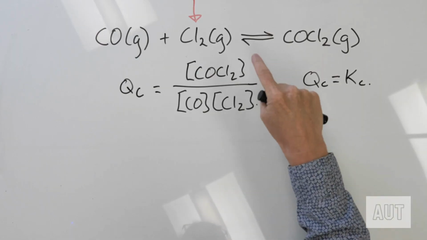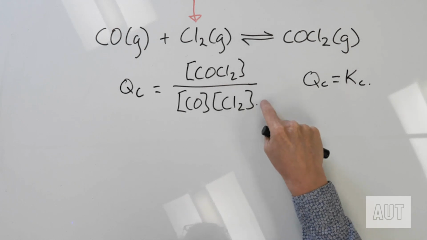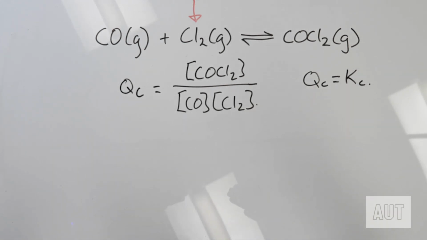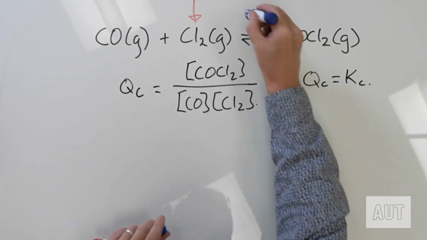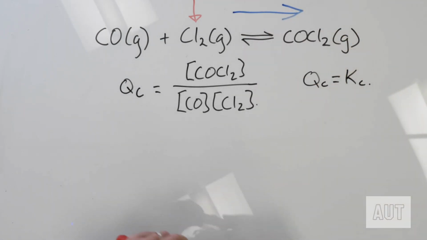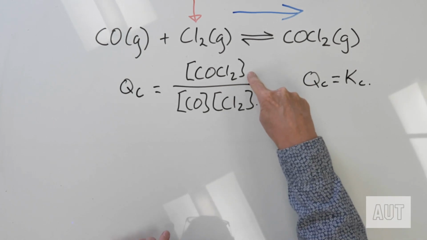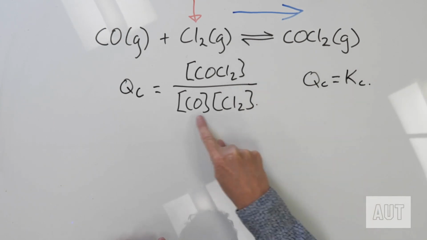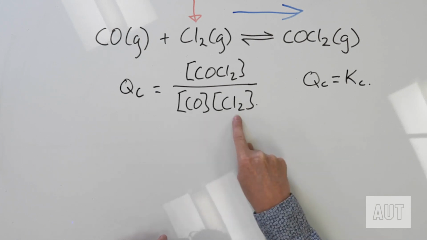How do we increase the value of Q? We do that two ways. We can make the top line bigger, or we can make the bottom line smaller. Both of those will result in Q increasing back to the point where it's equal to K and we're at equilibrium again. So making chlorine bigger is going to make Q smaller. We need to make Q bigger to get back to equilibrium, and that corresponds to going in the forward direction. We are going to make more phosgene. We are going to use up carbon monoxide and chlorine.